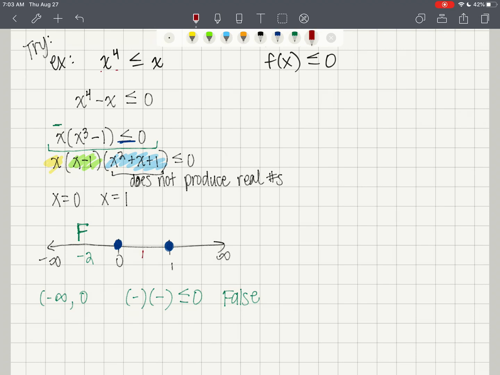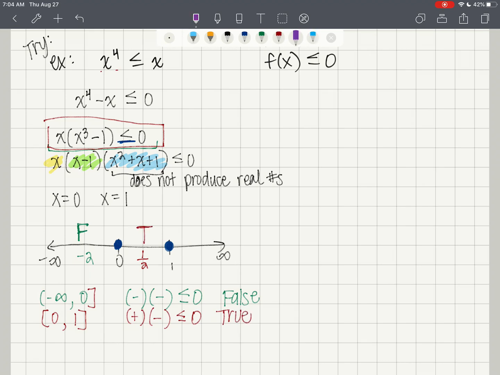Now I'm going to need to try 1/2. This is why I use just symbols, signs, negative signs, positive signs, rather than the actual numerical value. So we're testing between 0 and 1. Does that interval work? When I put a 1/2 in, 1/2 is positive. I'm using this equivalent inequality right here. When I put a 1/2 in to my second factor, 1/2 cubed is 1/8. 1/8 minus 1 is negative, and a negative times a positive is definitely less than 0. That is true. So I put a true right there.